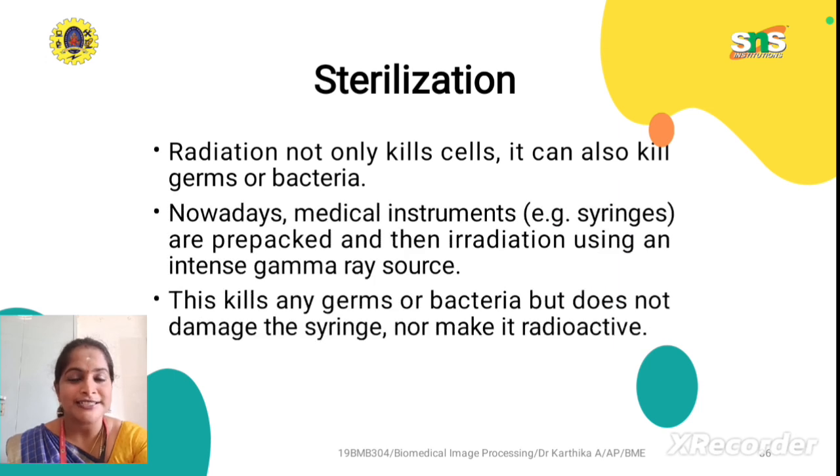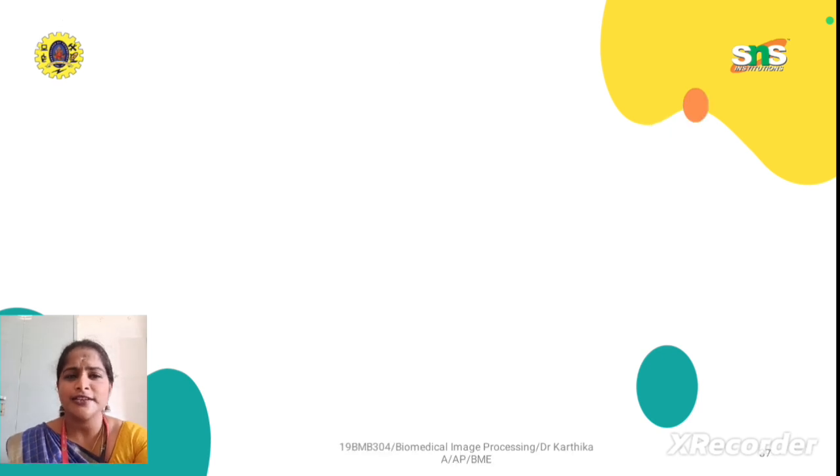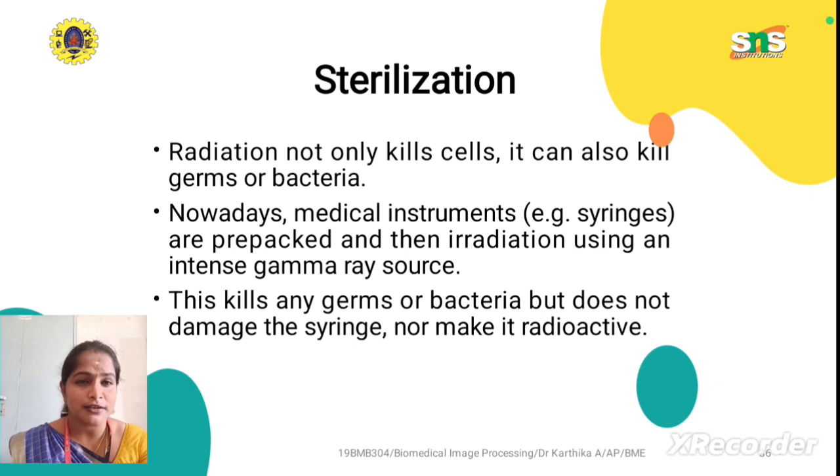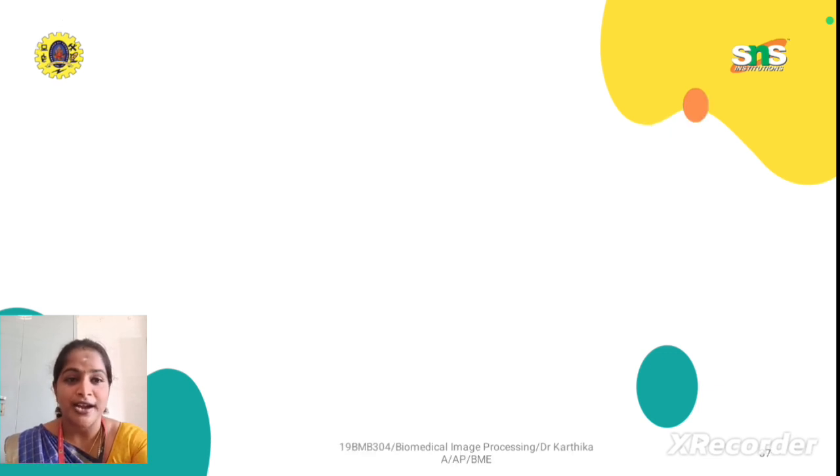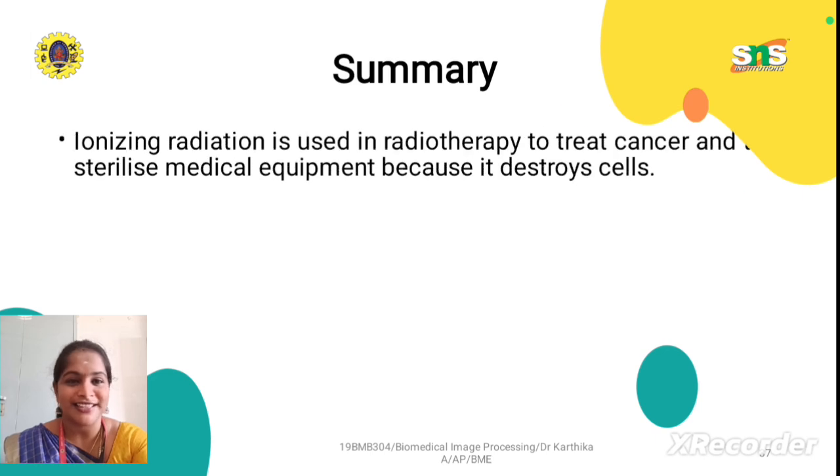And the last part is sterilization. Sterilization is one of the best applications of ionizing radiation. Radiation normally kills cells, and it can also kill germs or bacteria. Nowadays we are using it on medical instruments. Gamma rays are used as a source to kill germs. It does not damage any syringe or make it radioactive, but it sterilizes our products and our things. This is the main thing.